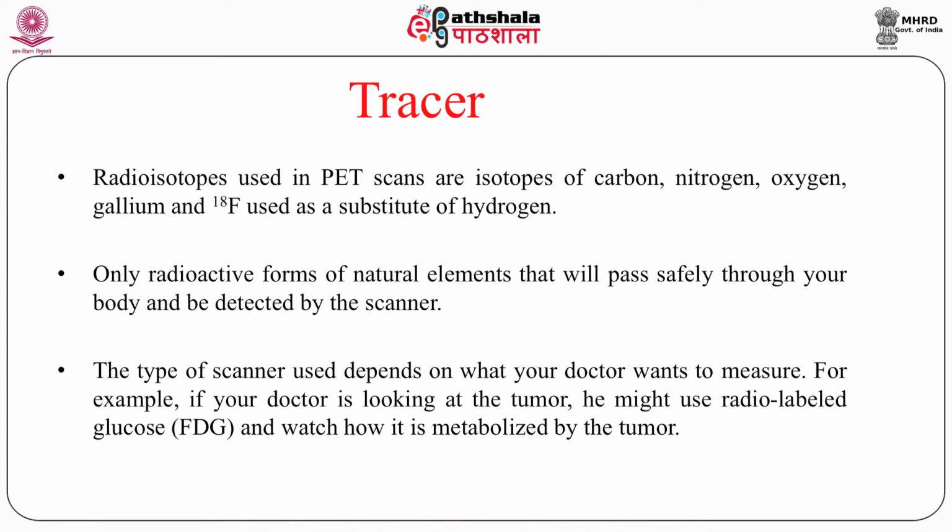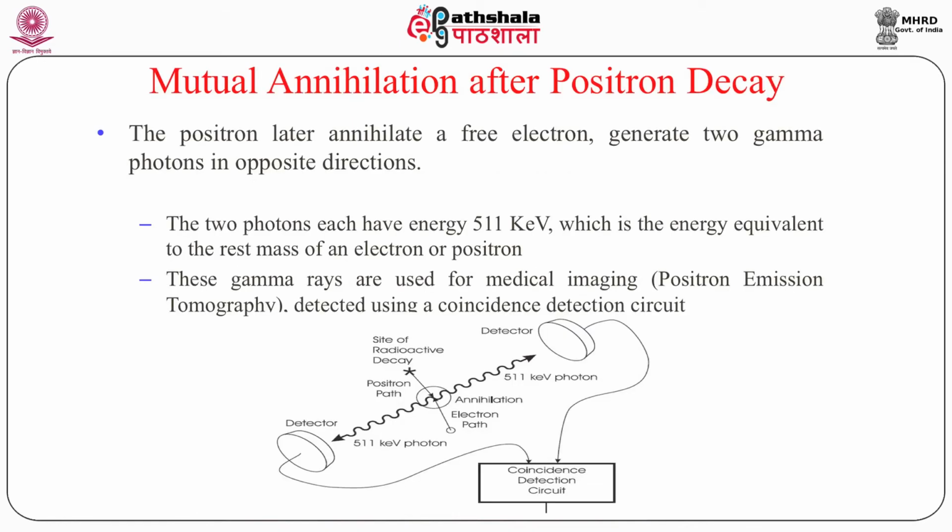glycolysis takes place, it comes out in the form of water, and this fluorine-18 emits a positron, and that is what we want, to make the photons for detection purposes. If you see the clear picture over here, the two detectors around us, the same kind of detectors are all around the body. The positron later annihilates with a free electron and generates two photons. You can see how the positron is annihilated with the electron, and how these two photons move in opposite directions. Whenever this interaction takes place, photons come out in two different directions. These gamma rays are used for medical imaging, and that is why it is called positron emission tomography.